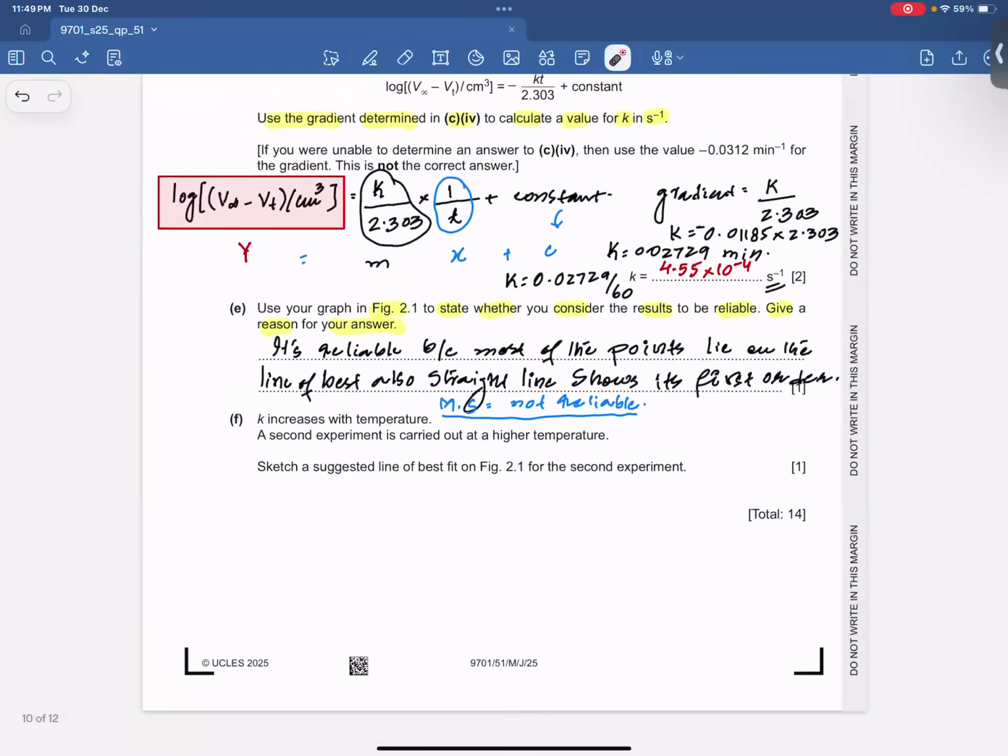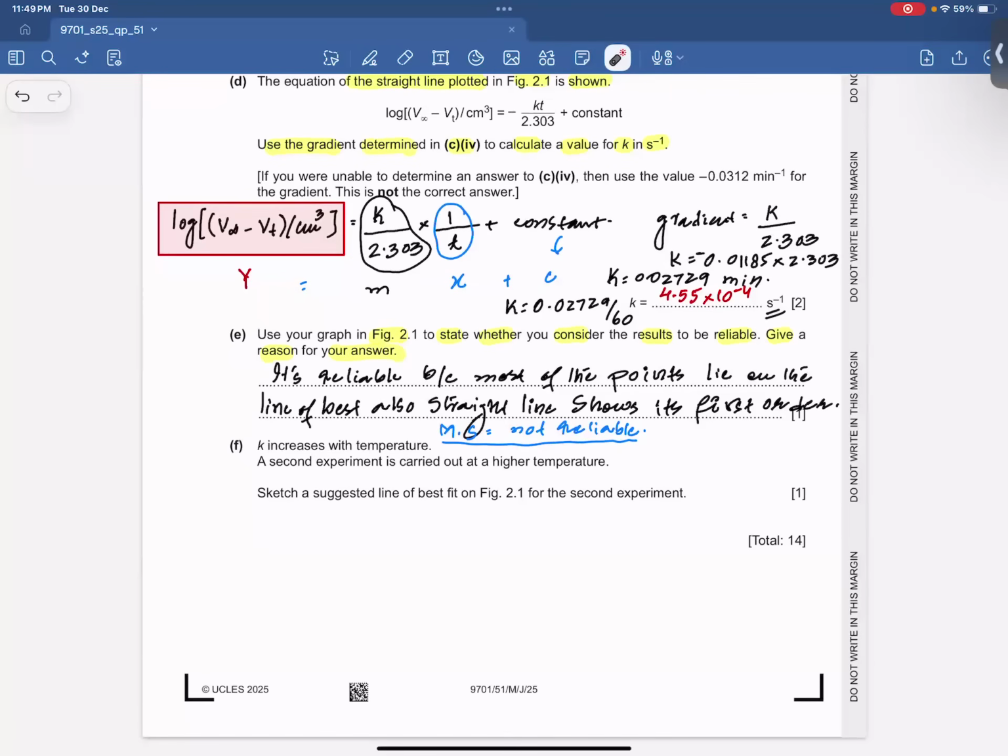I think you need to choose the best one. K increases with temperature. Okay. The second experiment is carried out at a higher temperature. So if temperature is higher, higher value of k, more steeper.